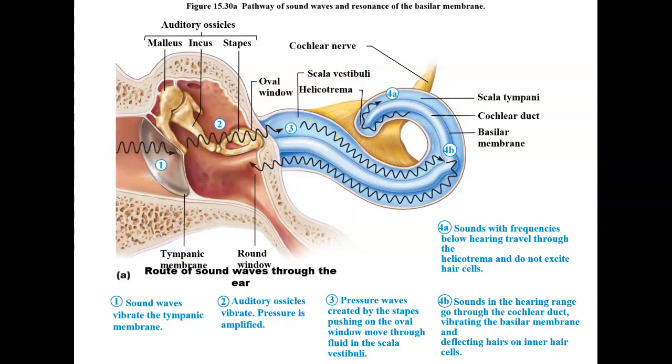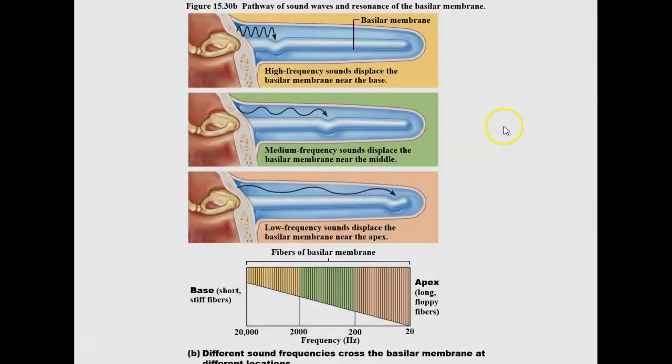So higher frequency sounds are going to be sensed in one area, and lower frequency sounds are going to be sensed in another area. There are some frequencies of sound that we literally cannot sense, so they go all the way through the fluid, into the scala tympani, and are just dissipated through the round window, and we can't even hear those particular frequencies.